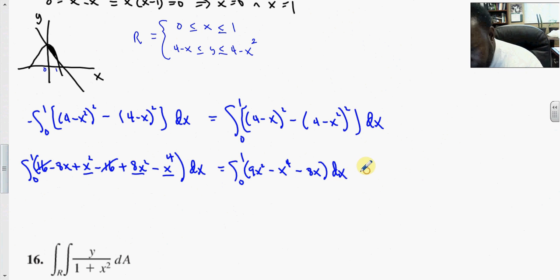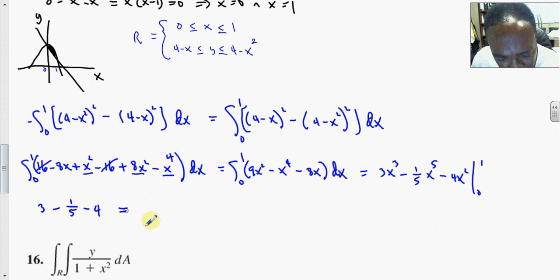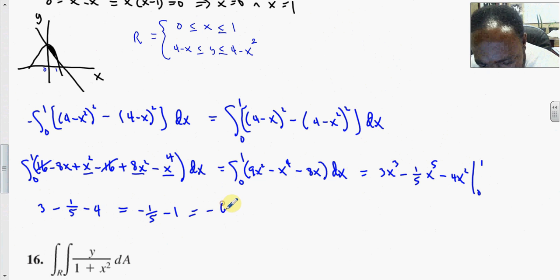Now we integrate. So this gives us 3x to the 3rd minus 1/5 x to the 5th minus 4x squared. That's evaluated from 0 to 1. So we get 3 minus 1/5 minus 4. So it gives us negative 1/5 minus 1, which is negative 6 over 5.